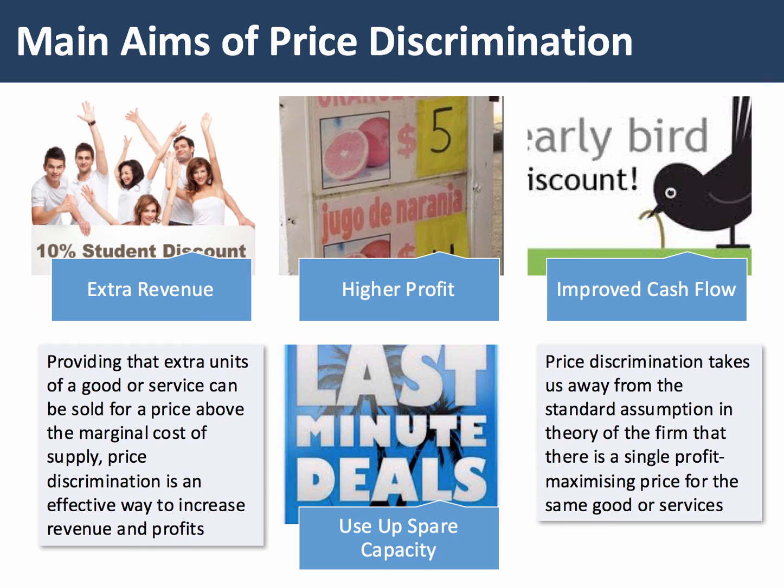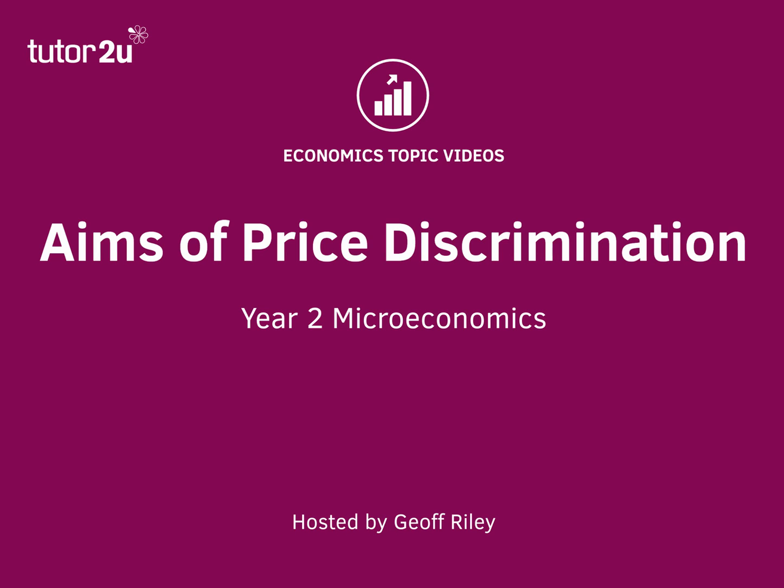So the main aims of price discrimination are to generate revenue, to make higher profit, to generate cash, and to use up spare capacity. These are the main aims of price discrimination.